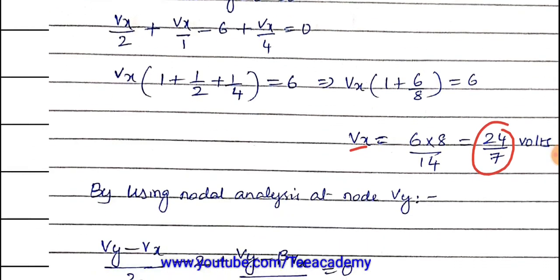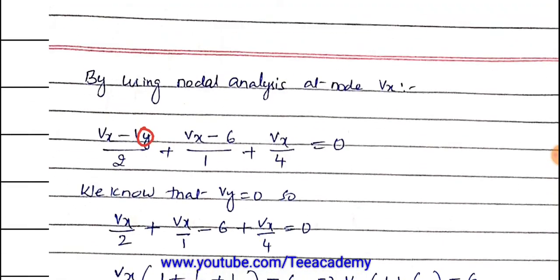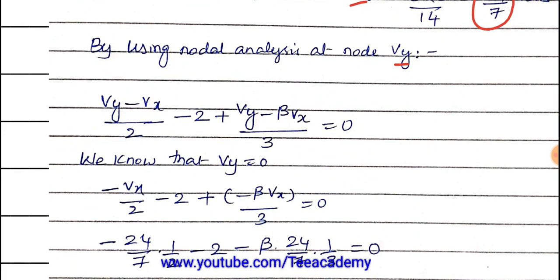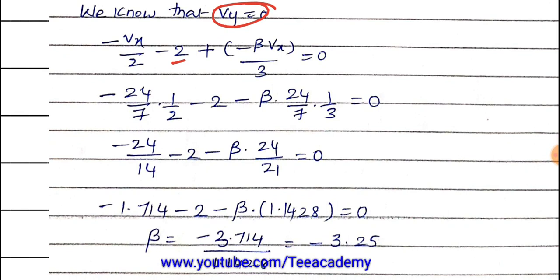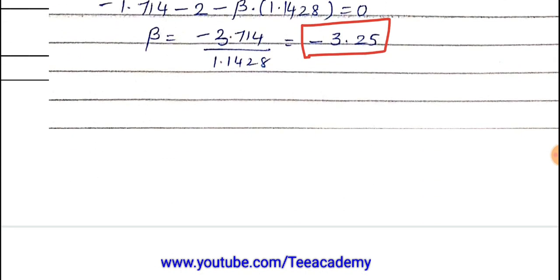Now similarly, by nodal analysis at Vy, the equation is already written here: Vy minus Vx by 2 minus 2 plus Vy minus beta Vx by 3 equal to 0. We know that Vy is 0, so placing 0 here: minus Vx by 2 minus 2, 0 minus beta Vx by 3. Simplifying this mathematical equation, we get the answer as minus 3.25. So minus 3.25 will be the correct answer.